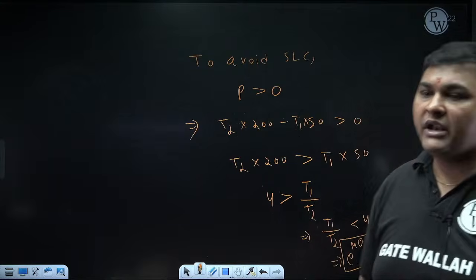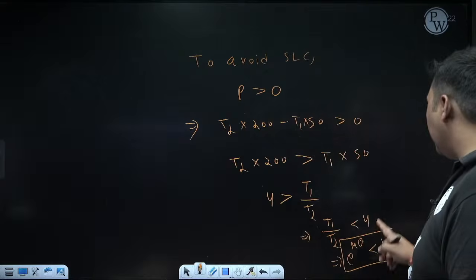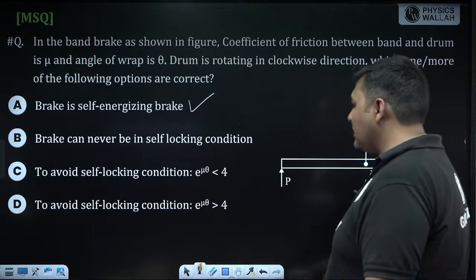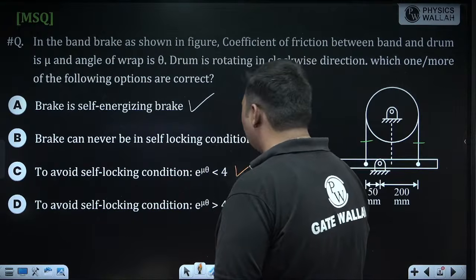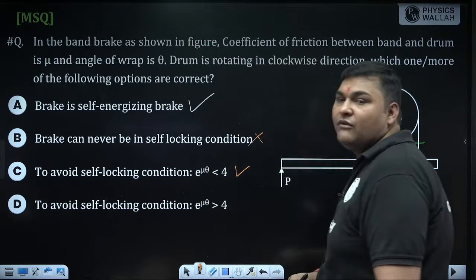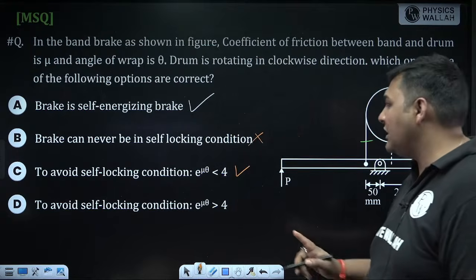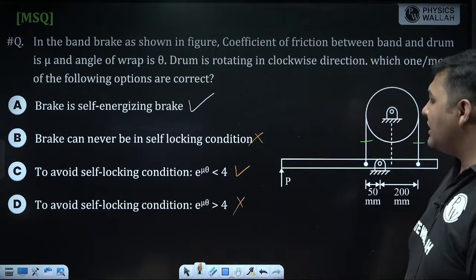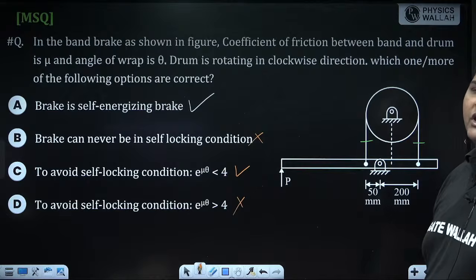So to avoid self-locking, e to the power mu theta must be less than 4. So C is correct. Now you cannot say the brake can never be in self-locking condition, because here both conditions are possible. To avoid self-locking, I need to satisfy e to the power mu theta less than 4. So for this question, correct options are A and C.